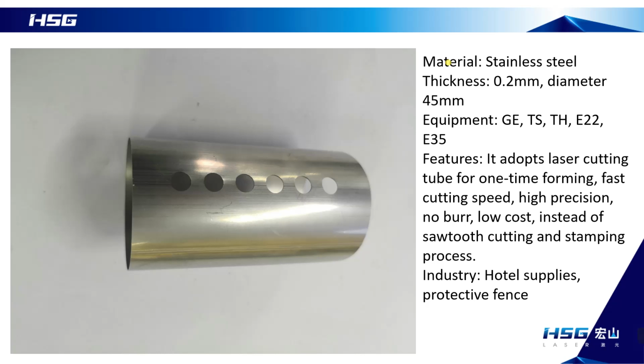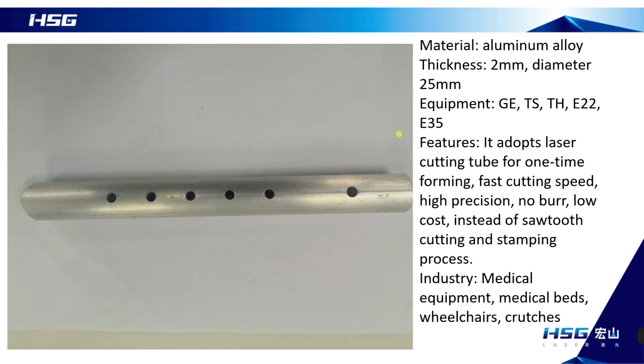This is a 25 mm diameter, 2 mm thick aluminum tube. It can be cut by GE, TS, GH, E22, E35. The same is a one-time cutting. Its application is mainly in some medical devices, medical beds, wheelchairs, sticks, and so on.